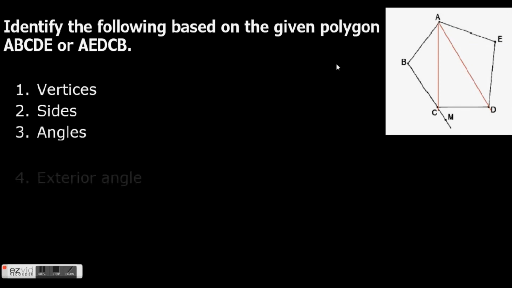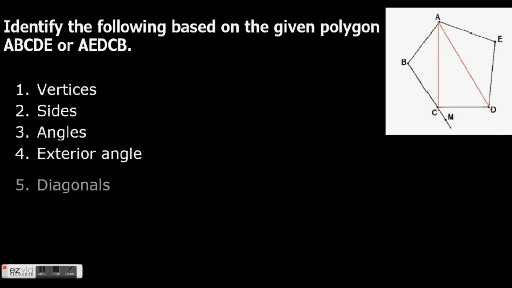Identify the following based on the given polygon, ABCDE or AEBC. So, ito yung ating illustration na gagamitin for this activity. Actually, hindi lang ito yung name ng polygon na ito. Pwedeng BCDEA, CDEAB. Basta dapat pag nag-name tayo ng polygon, magkakasunod yung mga points. Okay? Babanggitin natin siya ng magkakasunod.